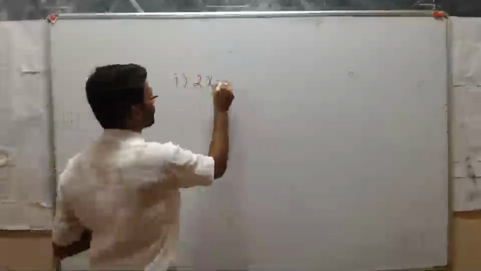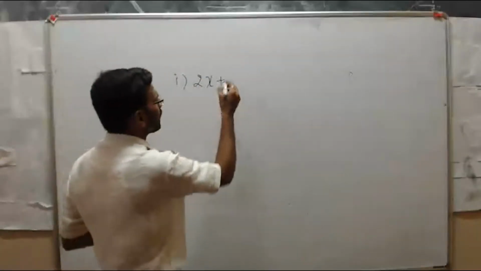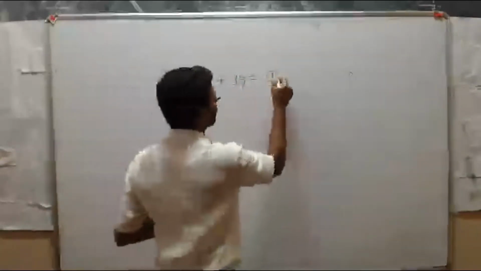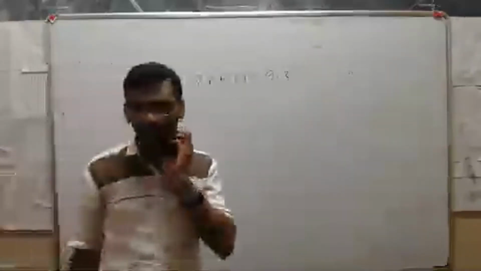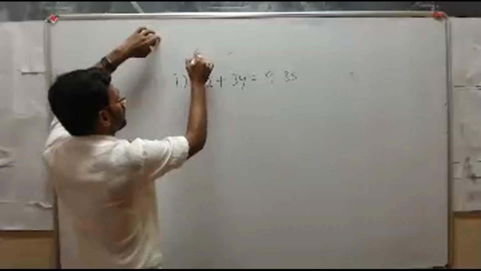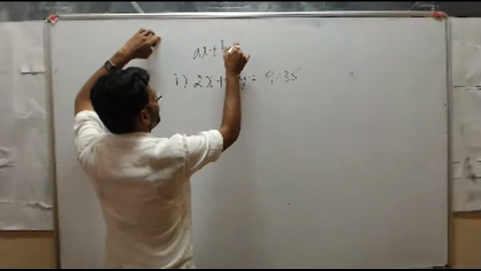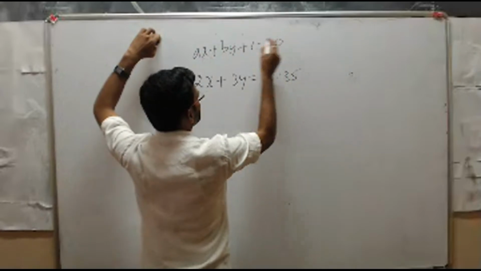B, C. First one, 2x plus 3y is equal to 9.35. Then we will write it in the form of what? Ax plus by plus c is equal to 0.